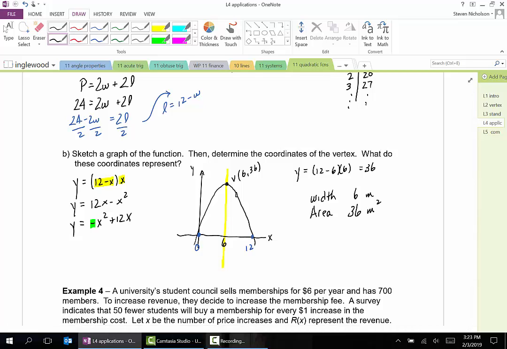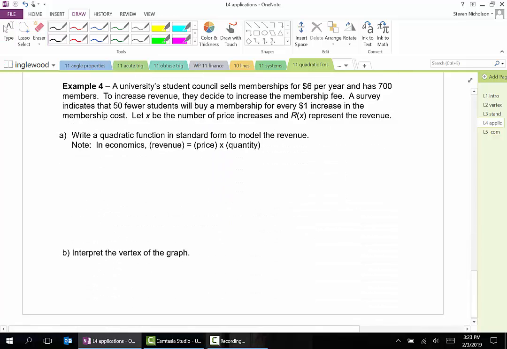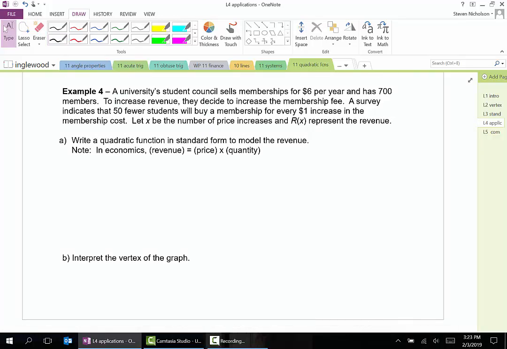It's this idea of making a word story into a mathematical story and using the ideas we've been learning as we've been going through. So one last one, a revenue question. So again, this kind of question just depends on you understanding a basic idea. The more you sell something for, the less people buy it. The less you sell it for, the more people can buy it.